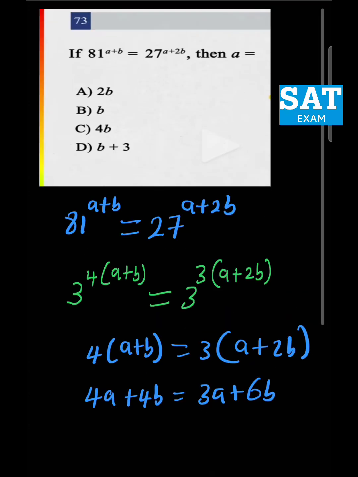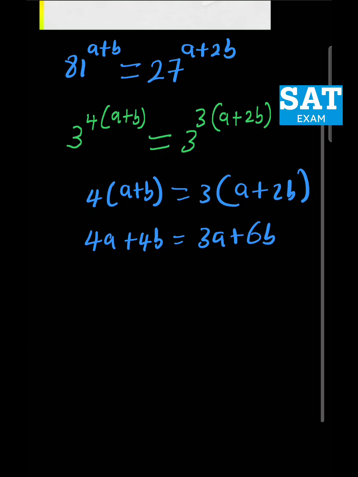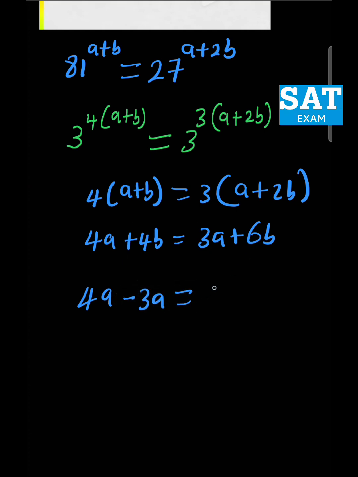Now remember, we are asked to solve for the value of a from the equation. So what do we do? We should move the term with variable a to the left hand side of the equation, and we take the remaining one to the right hand side. So here we have 4a, then we have 3a on the right hand side. When it crosses to the left hand side, it becomes negative 3a, which is going to be equal to, here we have 6b, and when we take this 4b to this side, it's going to become minus 4b.